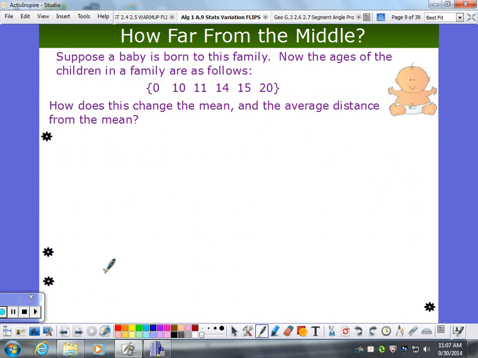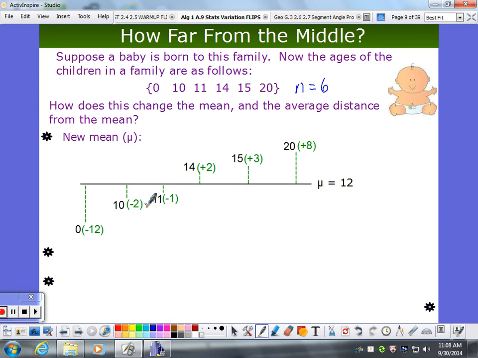Now, let's say we have a blessed event. New baby. 0. Now they've got, well, my N is now what? 6, right? 6 kids. So how old is a newborn baby in years? 0, right? So let's think about what this changes to our data. So what happens to our mean?